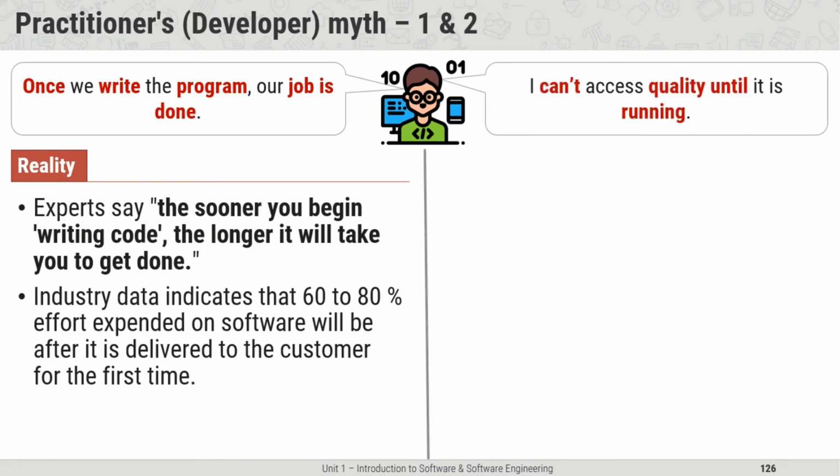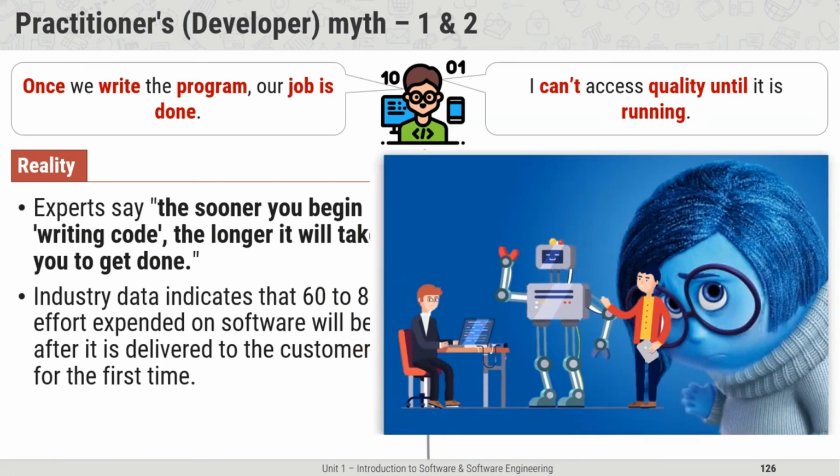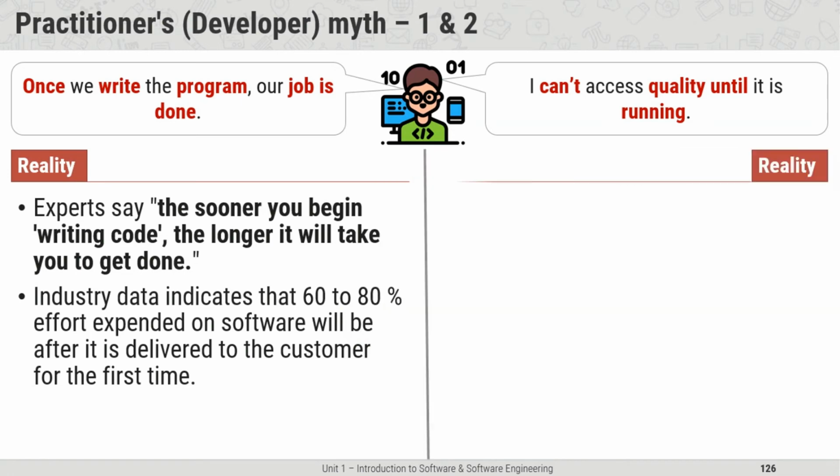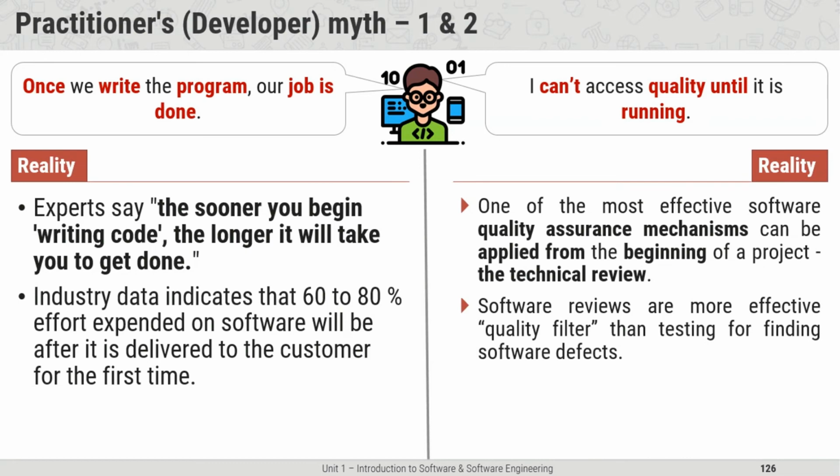Next myth is I can't assess quality until it is running. The thing is, it's not like you write the code, develop the software and then assess the quality. You can start sooner. One of the most effective software quality assurance mechanisms can be applied from the beginning of the project: the technical reviews. Software reviews are a more effective quality filter than testing for finding software defects.